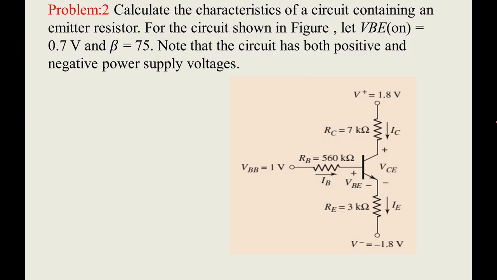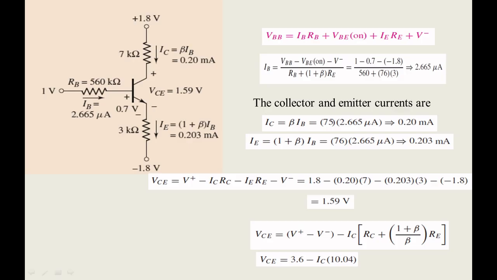Same problem, just you have a dual battery. So you can try it and just give the idea. Same formula. So we'll proceed to the problem. To understand, you want to know how to apply the KVL. When you apply the KVL on the input side, what are you getting? VBB, IBRB, minus VBE, minus IERE and minus V minus. I am saying minus because they have taken this term parameter to the right side. That's why these minus become plus.